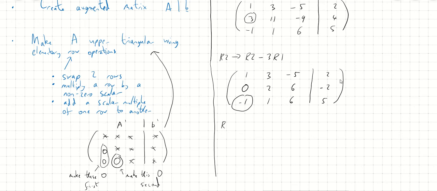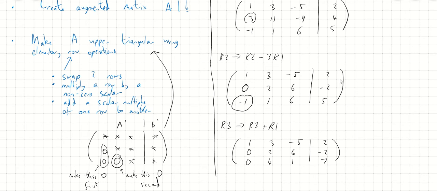Well, the easiest way is to replace row 3 with row 3 plus row 1, because 1 plus minus 1 would be 0. So let's do that. Again, row 1 is unchanged. In this case, row 2 is unchanged. And row 3, now we're just going to add row 1 to row 3. So 1 plus minus 1 is 0. 3 plus 1 is 4. Minus 5 plus 6 is 1. And 2 plus 5 is 7. Okay, so we've made some progress. We've now got 2 zeros in this bottom left-hand corner.